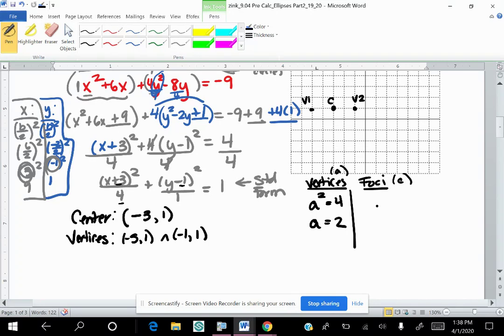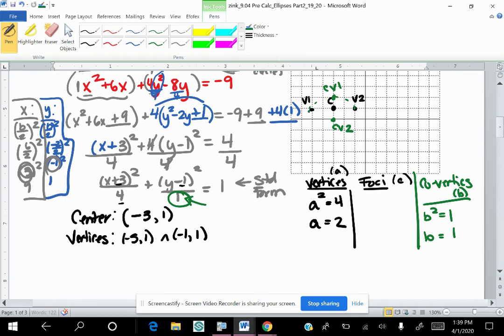Well, we don't have C, so we need to find it. But what do we have? We know A, and we have a B squared from our formula. So our co-vertices on our minor axis, those are our B values, the distance from the center to the co-vertex. So if B squared is equal to 1, and I'm getting that right from here, that means B is 1. So if I count up and down from my center, that'll give me my B value. We'll call that co-vertex 1 and CV2.